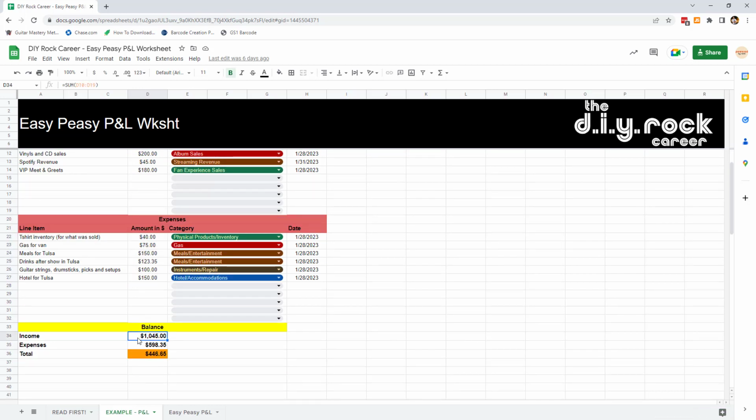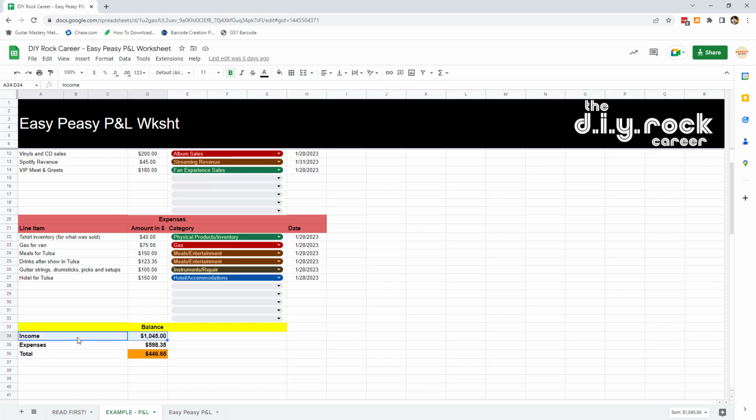So for that month, your income was $1,045, but your expenses were $600. So about 44% of what you actually made in the month in revenue is actually coming out in profit. So this is what's called profit, and this is what's called loss. So expenses are loss, total amount that you make is profit.